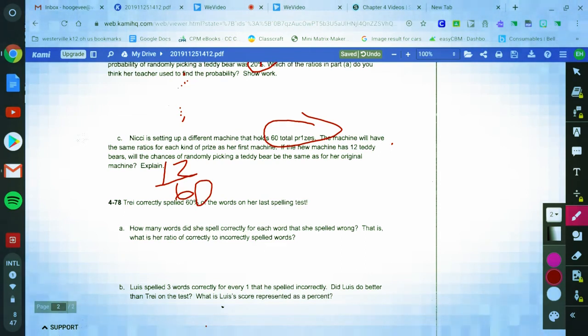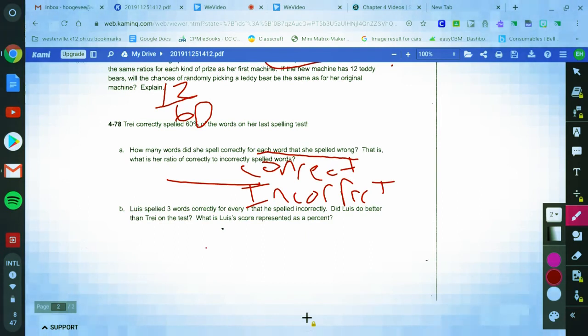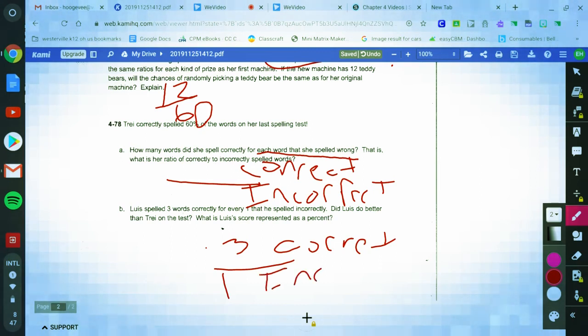478. Terry correctly spelled 60% of her words in her last spelling test. A says how many words did she spell correctly to the total that she spelled wrong. So again, your ratio will be on top, how many words are correct, and we always label, to how many words she spelled incorrect. Okay, lastly, Luis, though, spelled 3 words correct, so he's got 3 correct for every one that was incorrect. What is his percent and who did a better job on the spelling test.